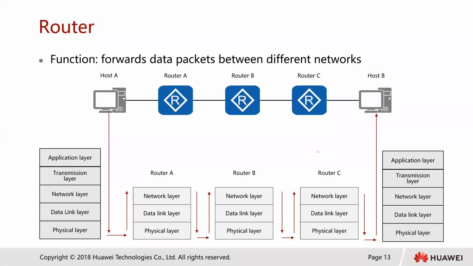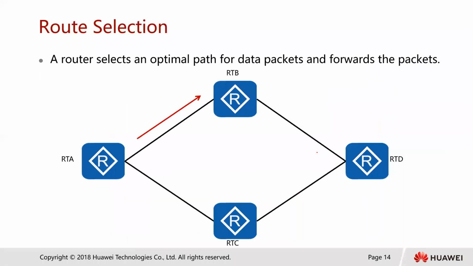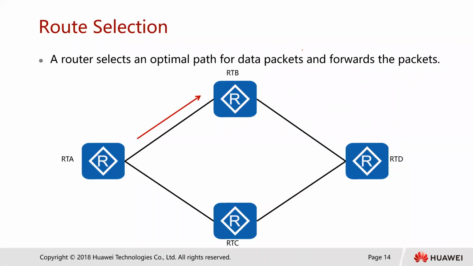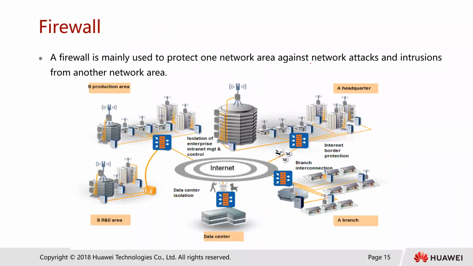Data decapsulation works. So, router selection: a router selects the optimal path. I hope we talked about what a router is. A router forwards packets between different networks, and of course it also selects the optimal path for data packets and forwards the packets. It will select the best path and forward the packets.